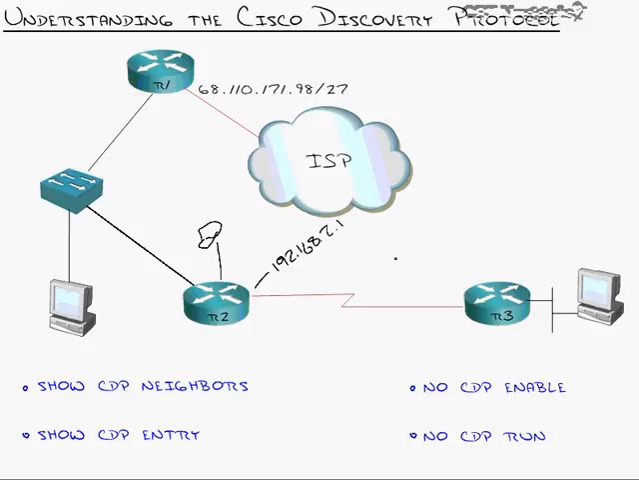192.168.2.1 is what I saw on there, and then 192.168.1.2 right here. I'd also fill in the port names, fast Ethernet 0/0, serial 0/1/0. Perfect, got the diagram done.